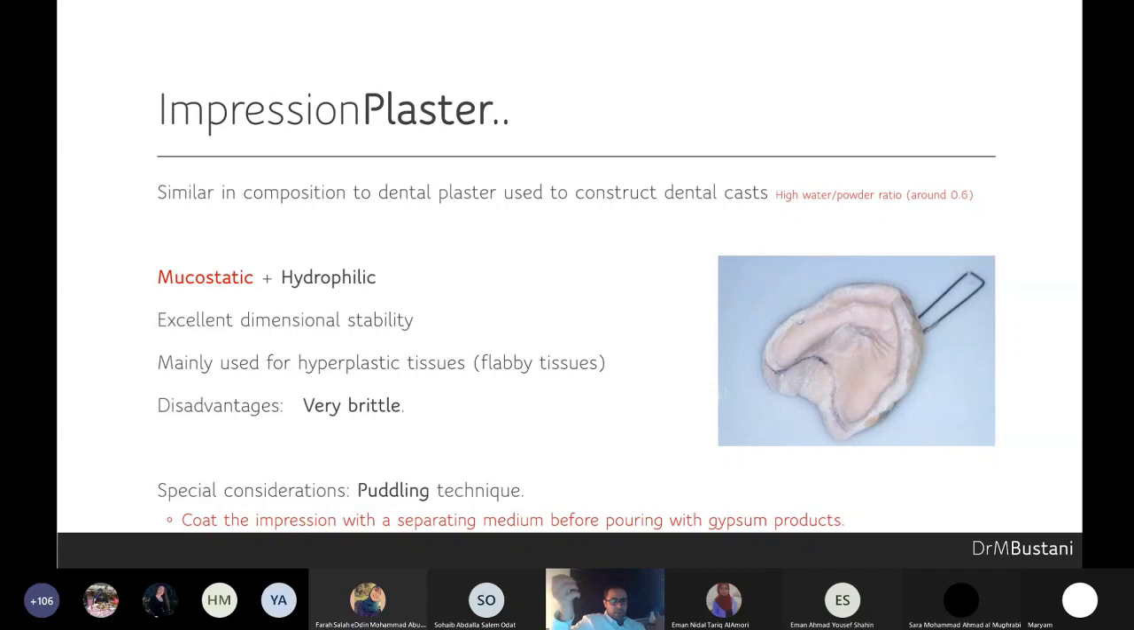is fully set. Because the gypsum is the main material that we use to produce our cast, we need to put a separating medium when we pour our impression plaster, so it won't stick to the gypsum that is used for the cast. So usually we just smear a layer of Vaseline or petroleum gel on the impression before pouring it. Most probably you won't use this impression material anymore.